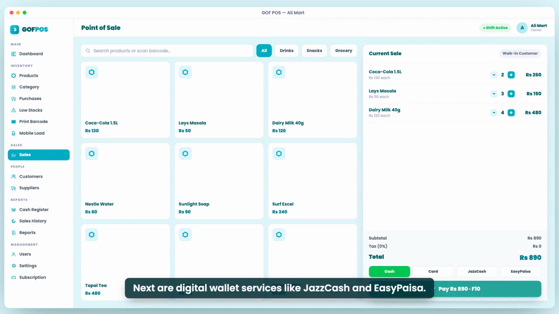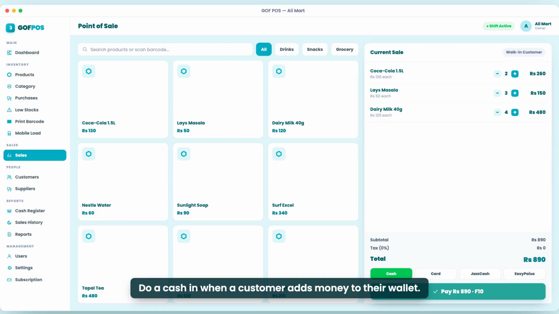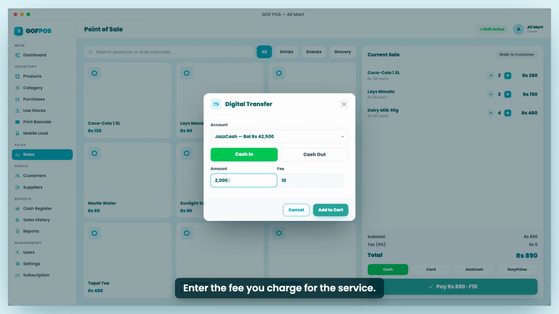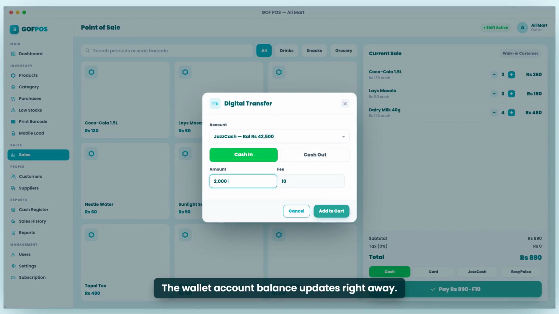Next are digital wallet services like JazzCash and EasyPaisa. Do a cash in when a customer adds money to their wallet. Do a cash out when they take money out. Enter the fee you charge for the service. The wallet account balance updates right away.